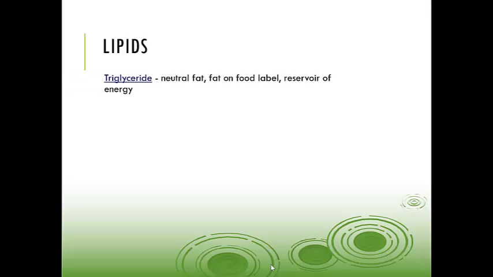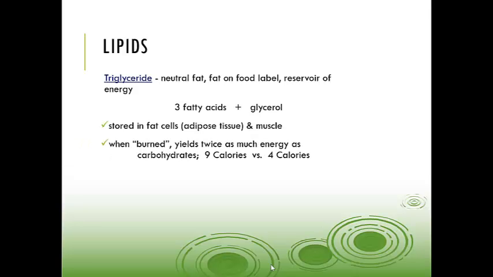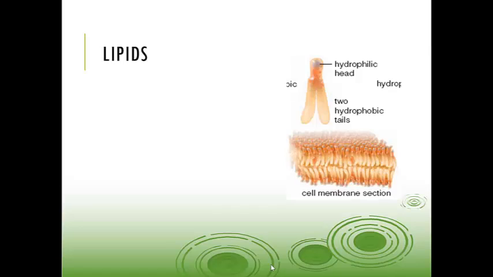Triglyceride is your neutral fat. It's fat that you find on your food label. It is your reservoir of energy. As I already stated, lipids are 3 fatty acids and a glycerol. They're stored in your adipose tissue and muscle. When you burn it, I already explained this, you get twice the yield because it has 9 calories as opposed to a carbohydrate which has 4.